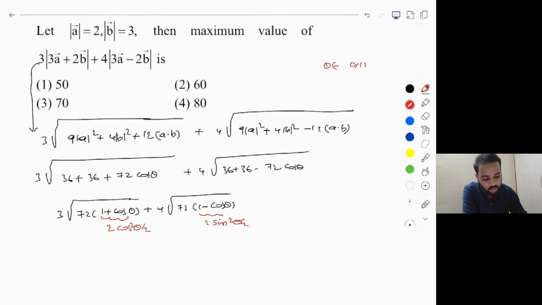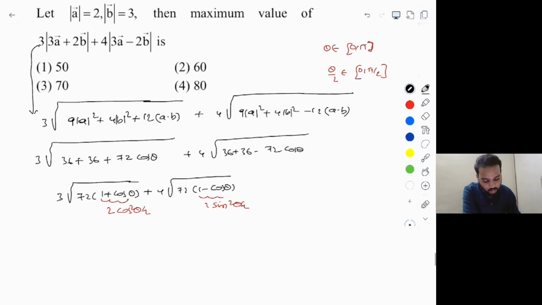We know the range of theta to be close to 0 to close to pi, which means the range of theta by 2 is going to be 0 to pi by 2. I'll tell you why this is important, because sometimes students might go wrong here while doing this kind of questions. So it is square root of 72 into 2, which is 144, which is square of 12. So which makes it 36 finally. 36 into. Now the important thing, you're going to get actually square root of cos square theta by 2, which means you have to put it as mod of cos theta by 2.